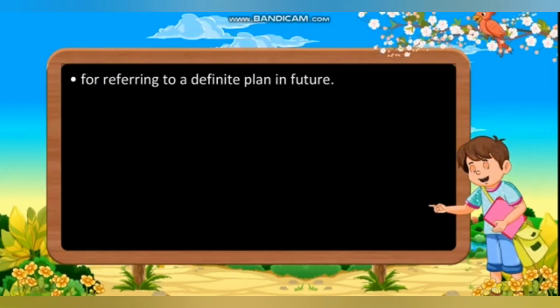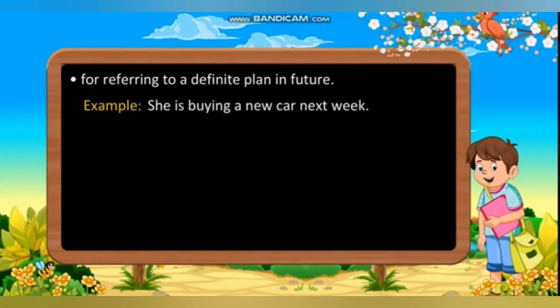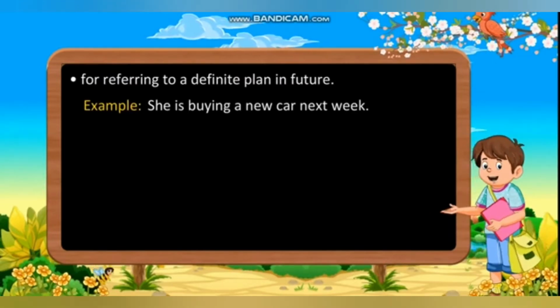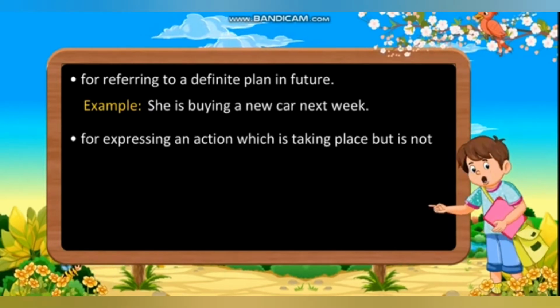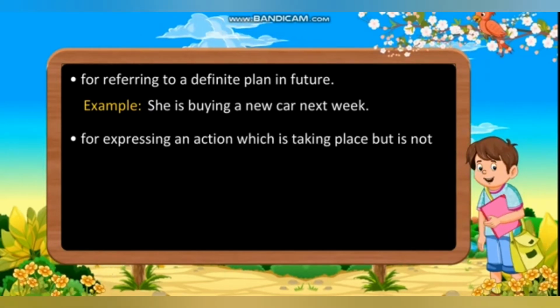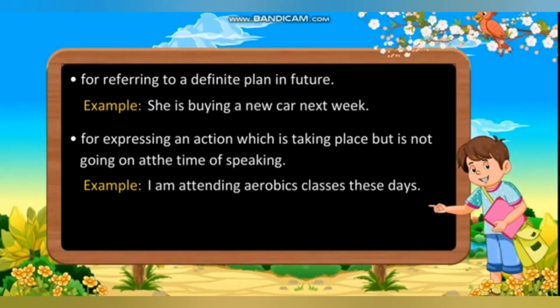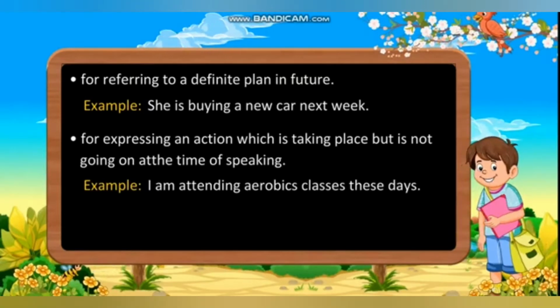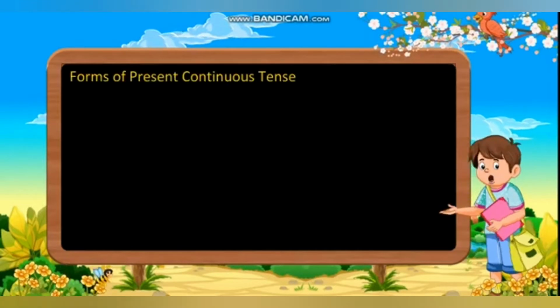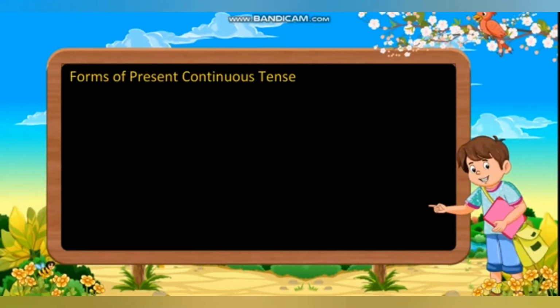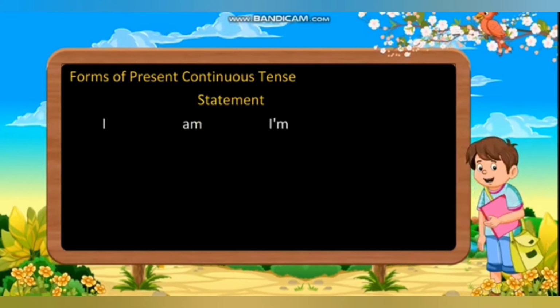For referring to a definite plan in future. She is buying a new car next week. For expressing an action which is taking place but is not going on at the time of speaking. I am attending aerobics classes these days. Forms of present continuous tense.